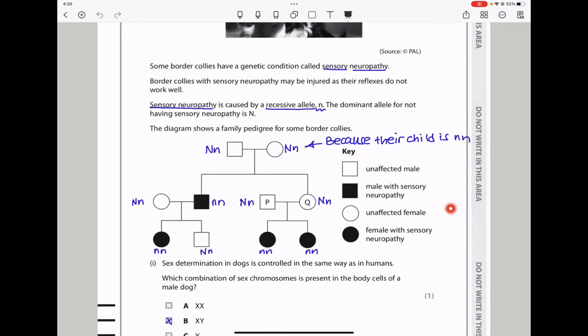So they've given us the key here, and we can see this is unaffected and that is unaffected. This is a female and that is a male. But because these have a child who is affected, we can conclude that both of them are heterozygous. So capital N small n and capital N small n. Also, these ones have children who are affected, so they're also going to be heterozygous. Capital N small n, capital N small n, and this is small n small n, small n small n. Because these two have a child who is homozygous recessive, it means this one too is going to be heterozygous. So this one here is going to be heterozygous.